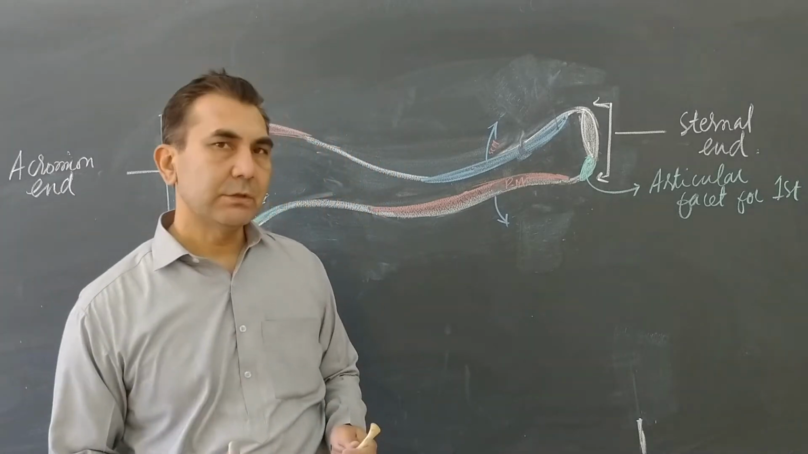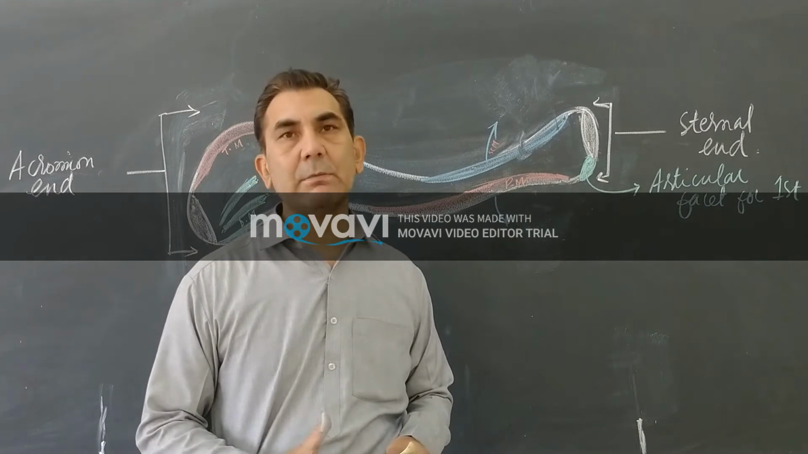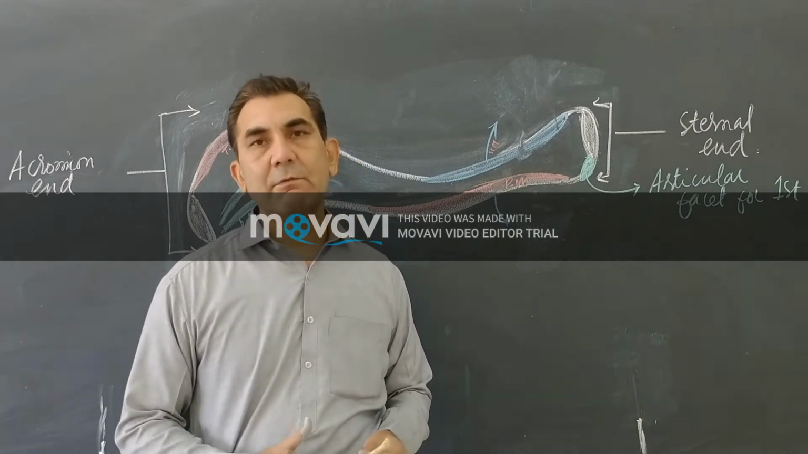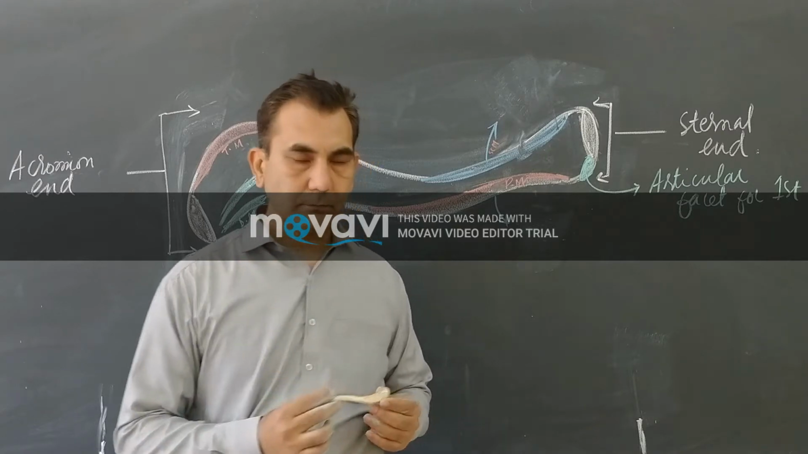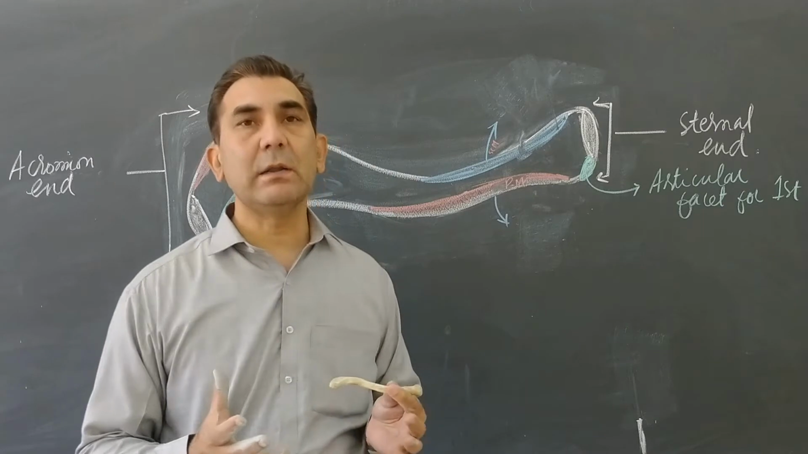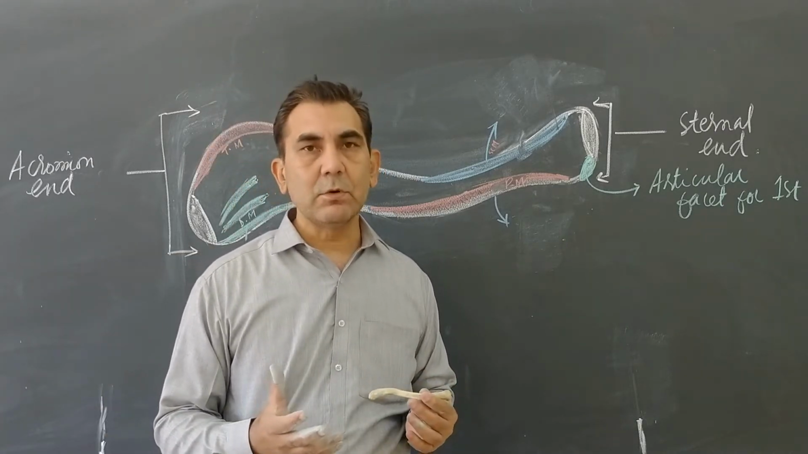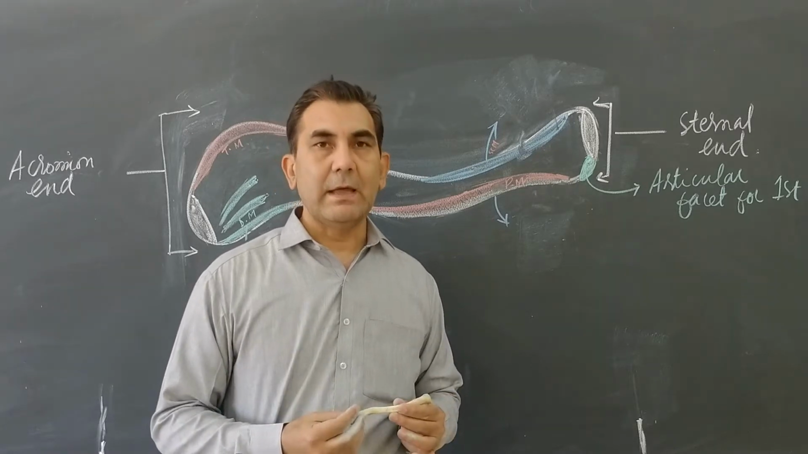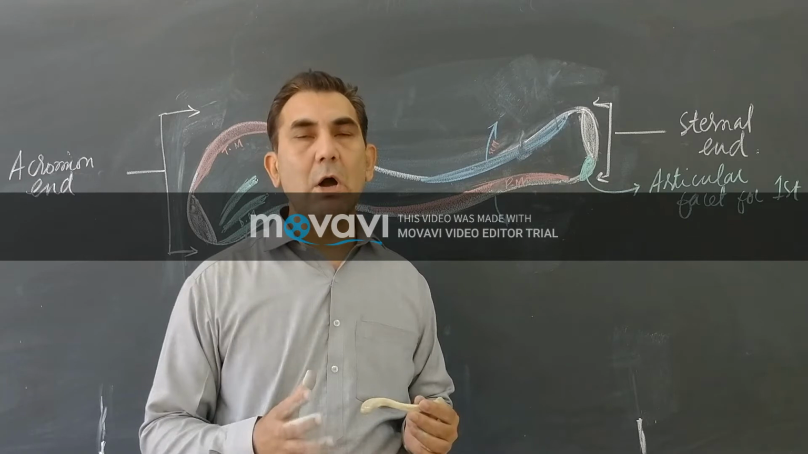In the Anatomy and Physiology lecture series, today is lecture number 5. In lecture number 5, we are going to learn about the clavicle bone. The common name of the clavicle bone is the collarbone, and another name of this bone is the dirty bone. And the clavicle bone is a type of long bone.